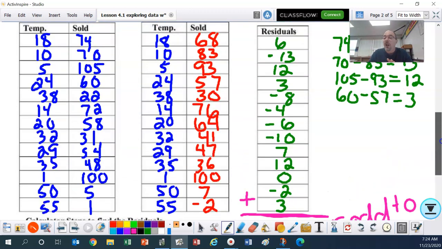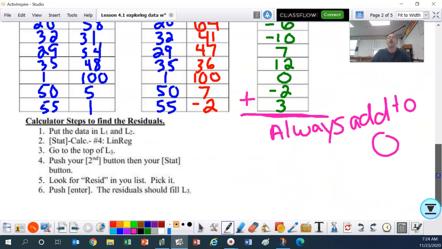All right, now, I took you through all of that, and believe it or not, the calculator will actually find the residuals for you. Oh boy. All right, here are the steps. So you may want to pause this and get these written down. Okay, you want these in your notebook. So put the data in list 1 and list 2. We did that. We did the stat calculate number 4. Okay, nothing new there. Now, this is what's new.